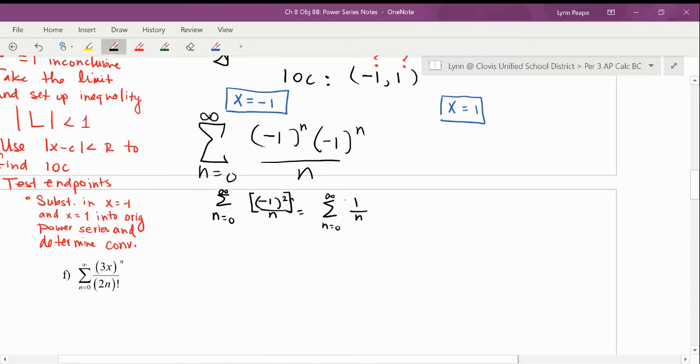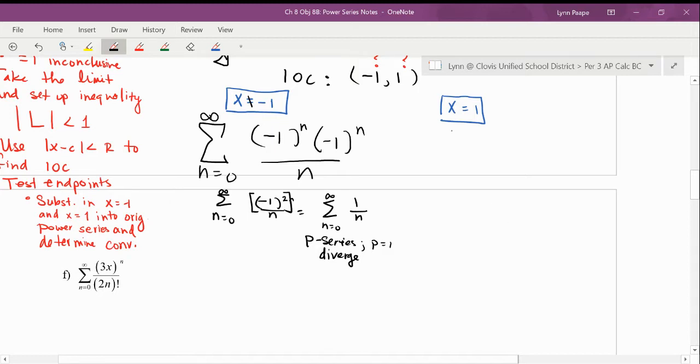And so now I want to go back and review that 8.2 and 8.6. I know that this is a p series, and my power is 1, so it will diverge. So then that means x cannot equal negative 1, right? So that gives me a diverging series. So if you don't remember your rules, you need to go back and revisit those.